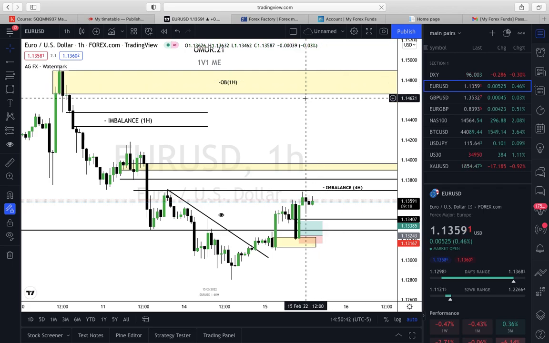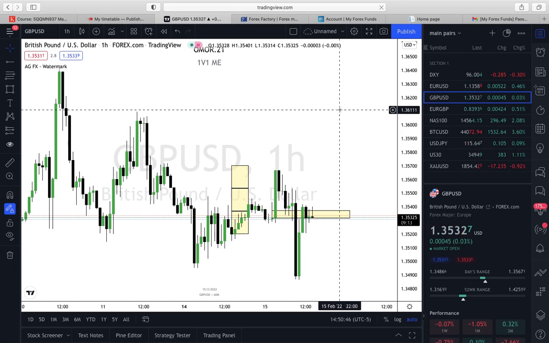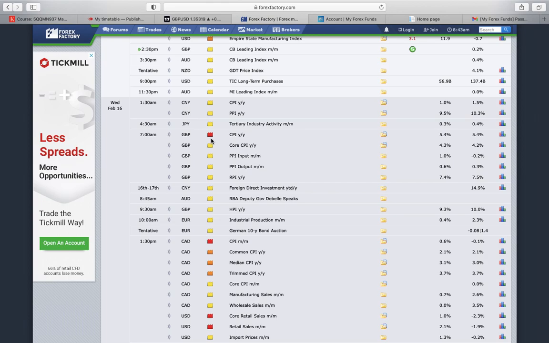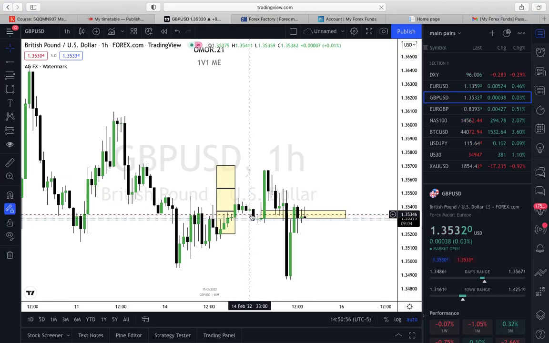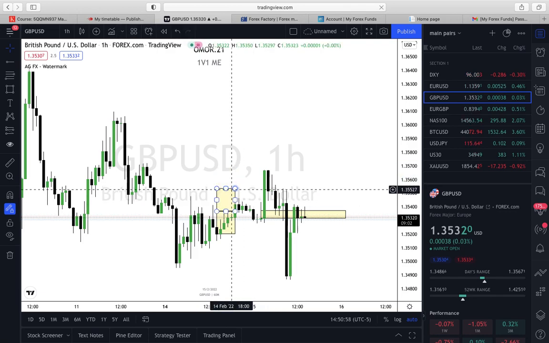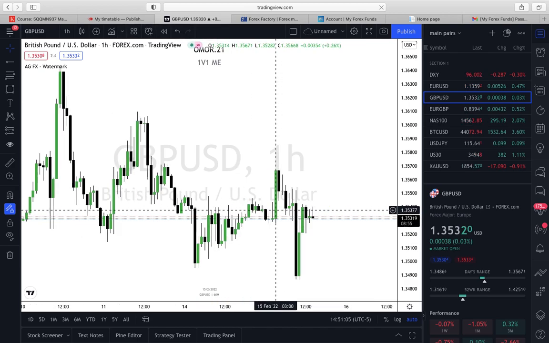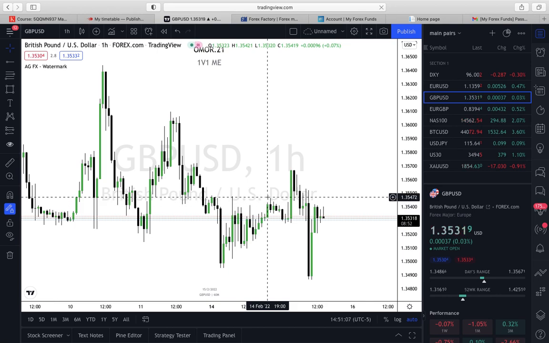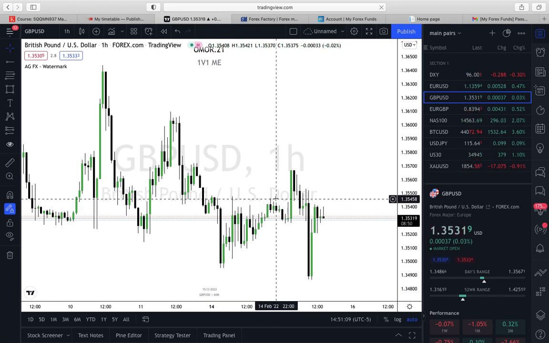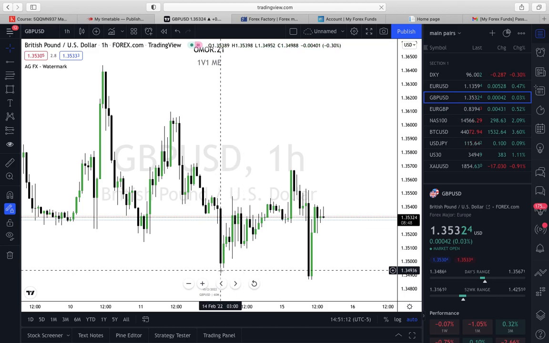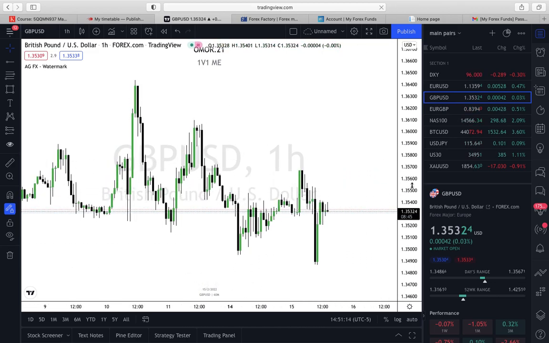Make sure you lot don't trade the pound pairs tomorrow unless there is a good opportunity to do so. Because what do we see? CPI for the pound. And what's happening to the pound? Let me just get rid of these. So what's happened to the pound? It's cleared the buy side liquidity here. It's cleared the sell side liquidity here. It's taken out both sides.